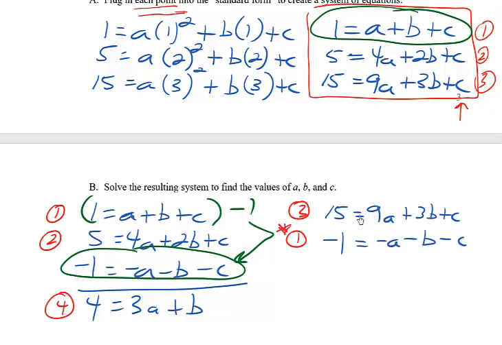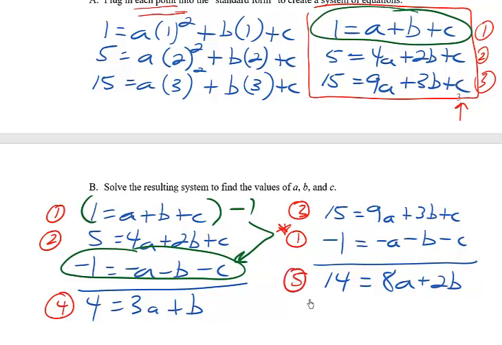I wrote down equation 3, and then I already knew I was going to have to do that same -1 trick to equation 1, so I copied down that version of equation 1, the one that we used before. And immediately then, I can go ahead and add the equations together. That's going to give me 14 equals 8a plus 2b. The c's dropped out once again. That's our equation 5 in this particular problem.